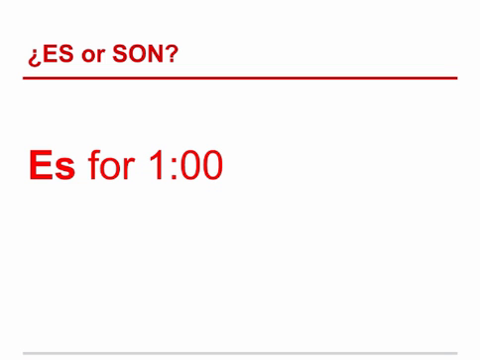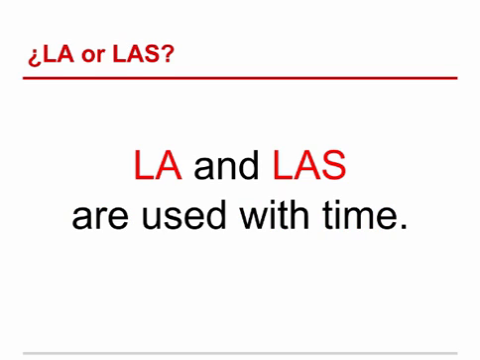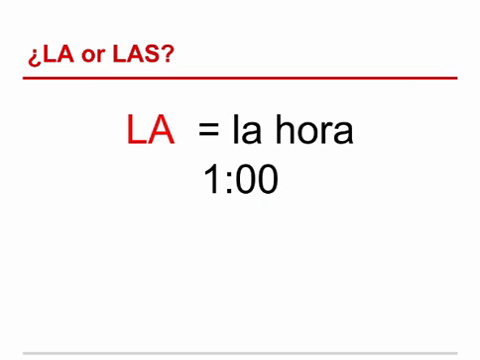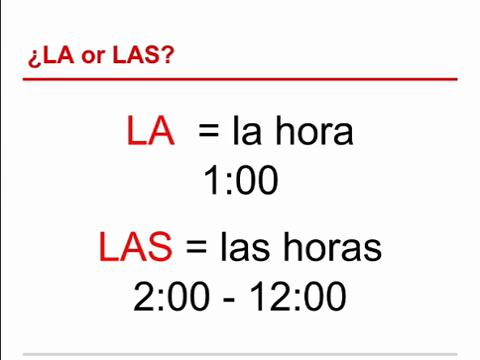Es or son. We use es for 1 o'clock. Son for all other times. La or las. La and las are used with time. La, for la hora, is used only for 1 o'clock. Las, for las horas, is used for 2 o'clock to 12 o'clock.